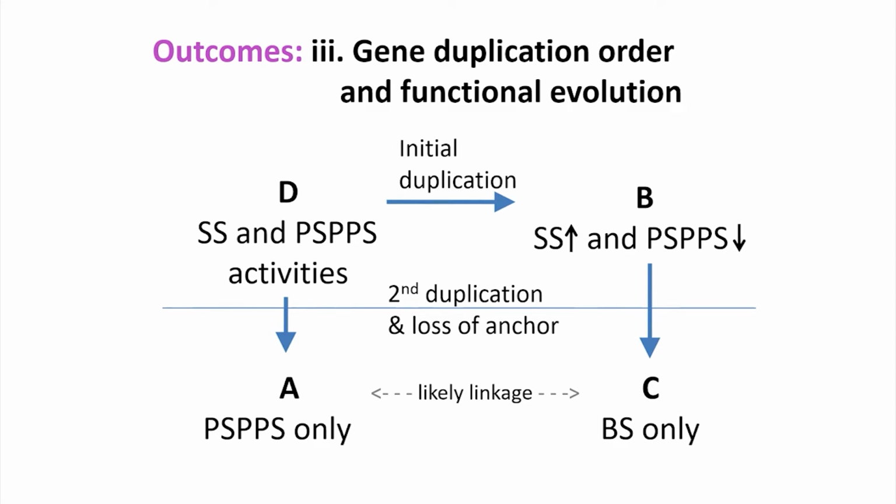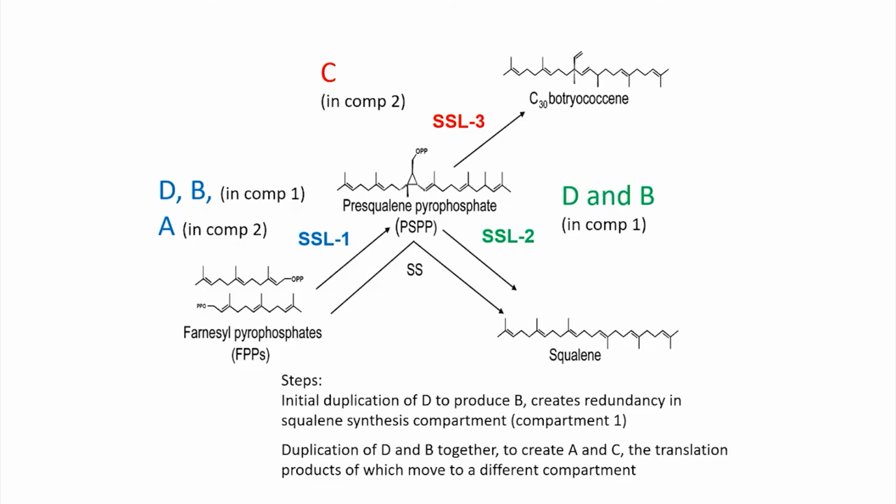to separate those two functions, because we find that when deduplicated, it created an enzyme, according to Nyhaus et al., Weiss, that only produces pre-squalene pyrophosphate. And this homologue over here, C, only produces butyrocoxene synthase. This is very interesting because it can mean that homologue A facilitated the evolution of homologue C.